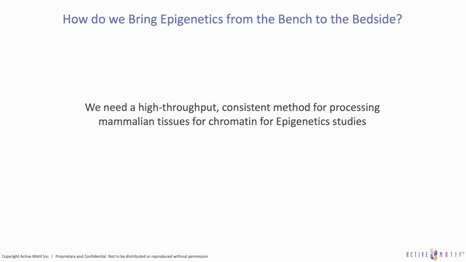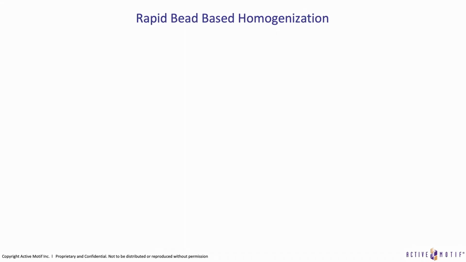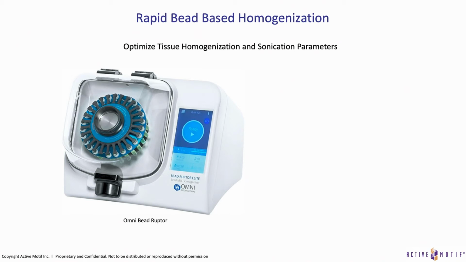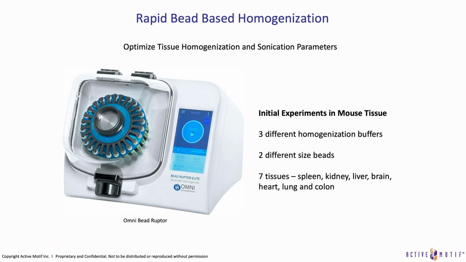So one of the techniques that I've been playing with here in the lab is called a rapid bead-based homogenization. And for this, I've been using a machine called the Omni Beadruptor, which is a high-speed bead-based homogenization machine capable of generating single-cell suspensions from a number of different mammalian tissues. And for these initial experiments, I did this in mouse tissues.